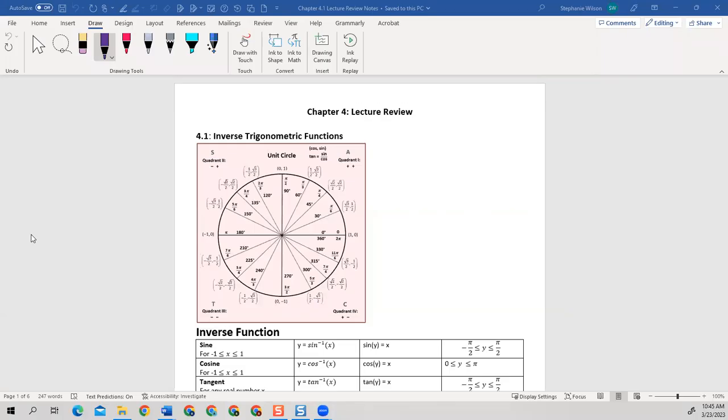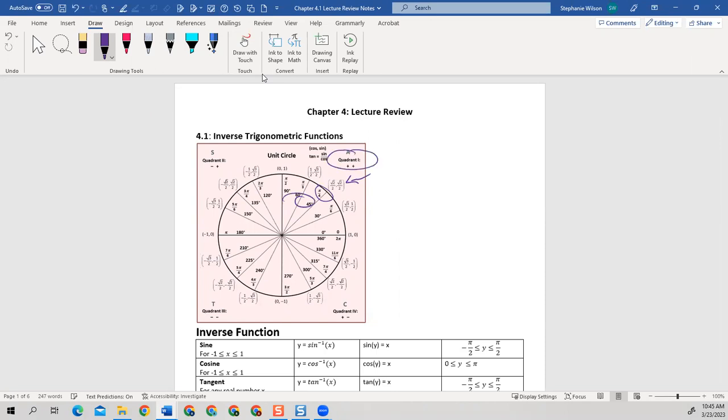Inverse of trigonometric functions. Here's the unit circle. If you haven't got it memorized by now, please continue to keep working at it. As you notice, it has its exact values at a specific point. It has the radians and the degrees on here.